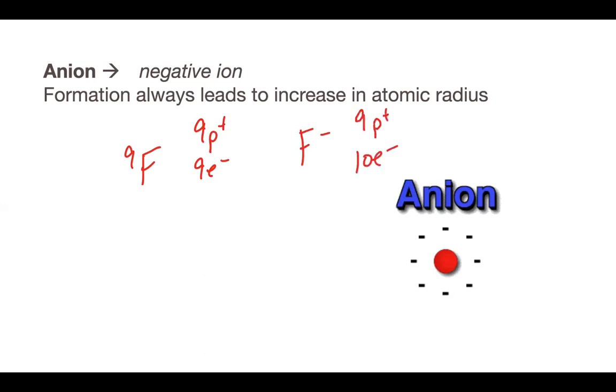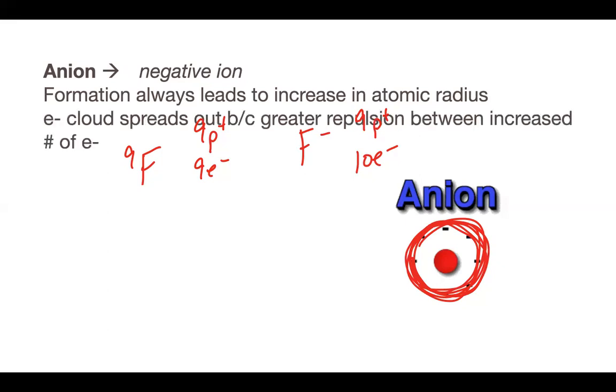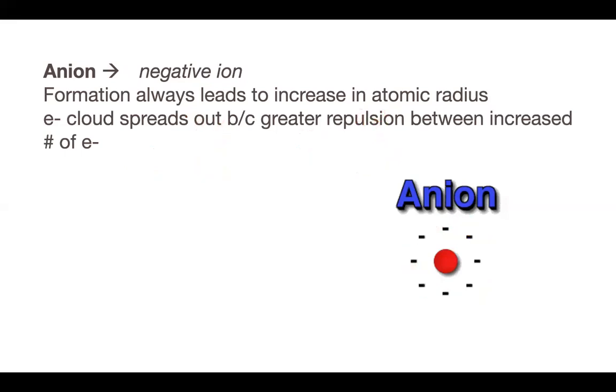The reason this results in a larger ion is because of the electrons you're adding to the outer energy level. That's going to have more negative charge, and negative charge repels negative charge. Negative doesn't like negative. So they push out against each other and take up a little bit more room. The electron cloud spreads out because you have an increased number of electrons, which means a greater repulsion.